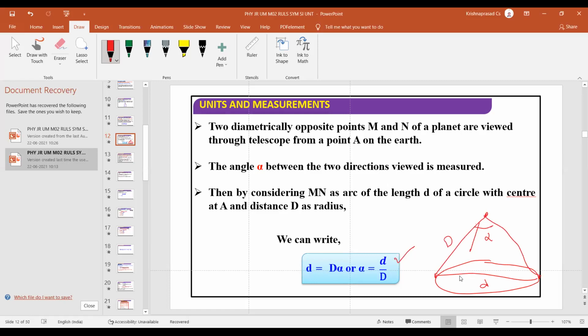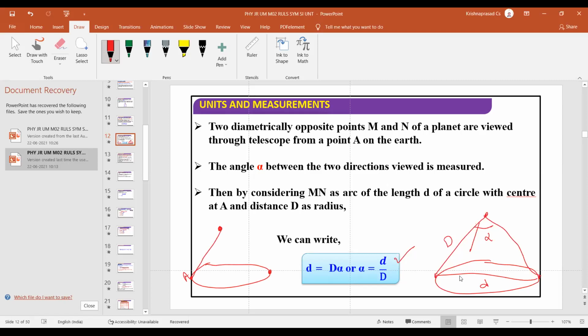Sir, can you say it once again, sir? Yes, why not? Pravesh, suppose I am representing our Earth as a circle. So you are standing here. In between, there is another planet. Here is also the other diametrical end. So you're making an observation of this planet from here.